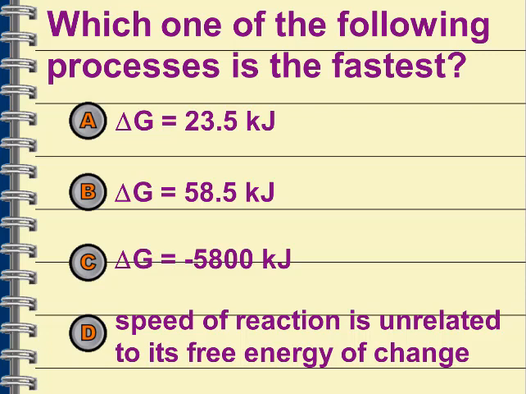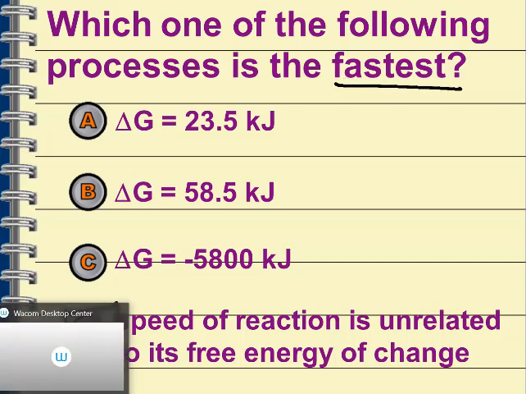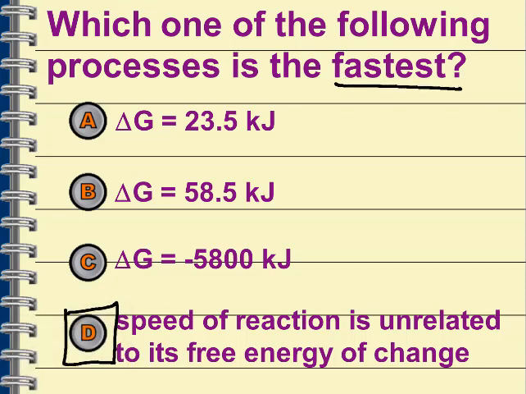So here we have 3 delta G's. Which one would occur the fastest? Go ahead and pause the video and select your answer. If you said D, you're correct. This is fastest. And delta G doesn't give us any information about kinetics. Delta G only tells us which one of these is spontaneous or thermodynamically favored.